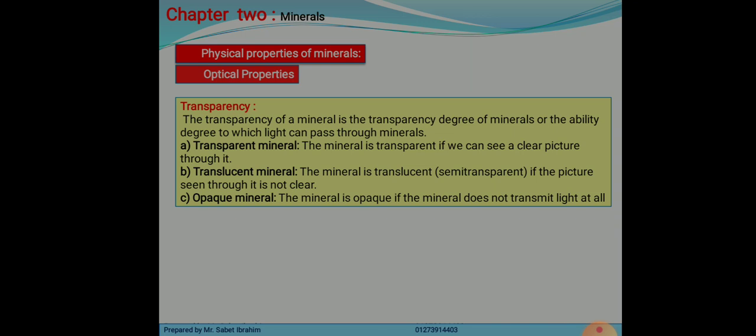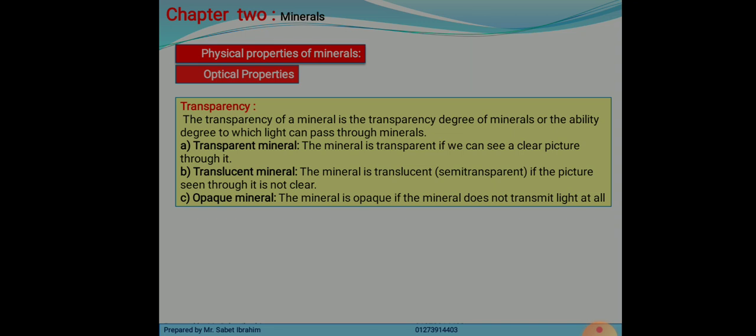Transparent mineral, that means most light passes through and we can see any picture behind it clearly. Translucent mineral, some light passes through the mineral, but we cannot see the picture behind this mineral clearly. And number 3, the third type, is opaque mineral. The mineral is opaque if the mineral doesn't transmit light at all.